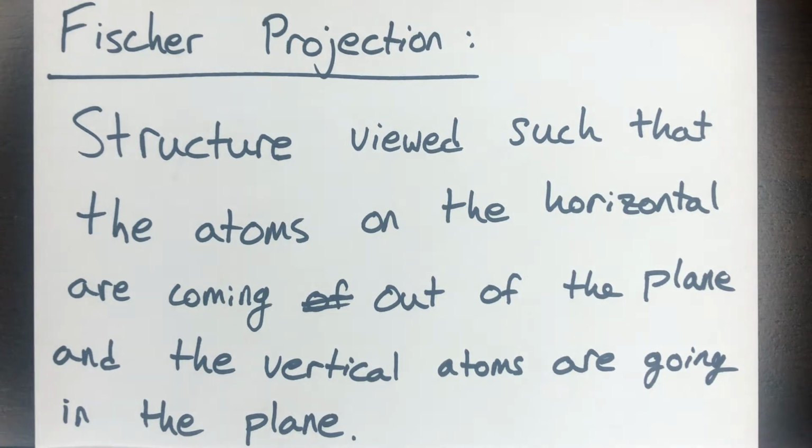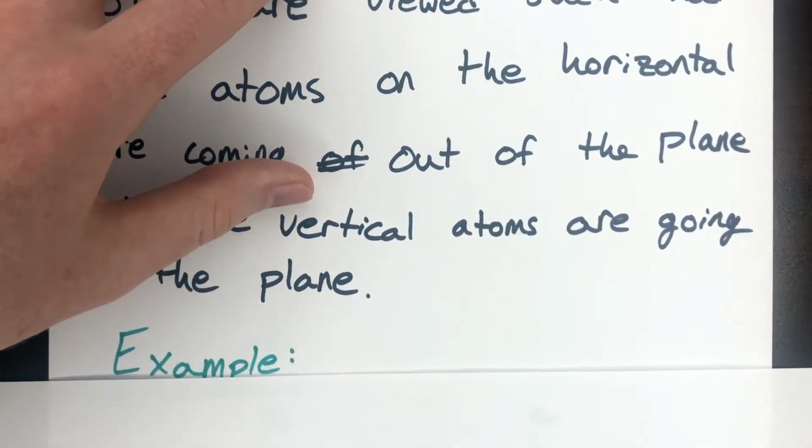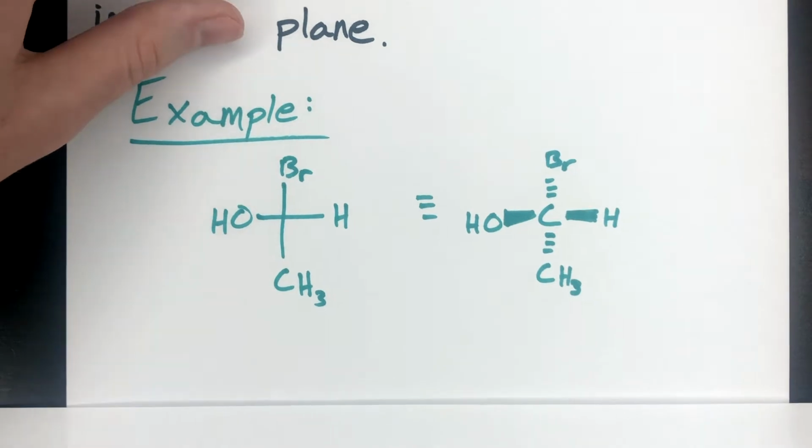However, this doesn't correlate directly to the dashes and wedges that you'll see in a skeletal projection, even though they both represent the same thing, that they're either coming out of the plane or in the plane. But that can be a common point of confusion when you're converting these. So I'll go through the process, but don't automatically just see that a wedge in the skeletal definitely means that it's on the horizontal. In the Fischer projection, that's not necessarily the case. So here's an example to explain this a little bit better with a visual.